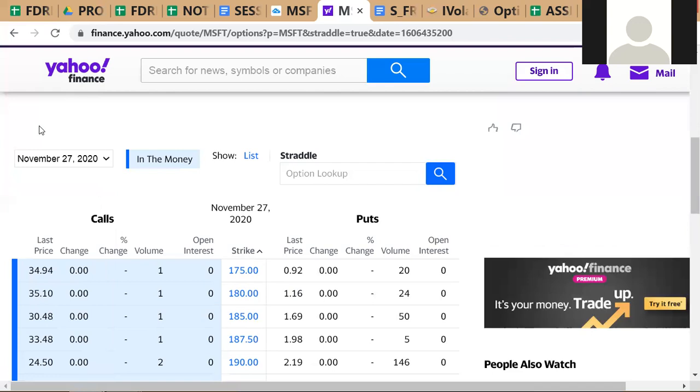Does that answer your question? Yes, sir, it does. Sir, another question. I have questions about the adjustment in price for stock splits and dividends, and also about flex options.